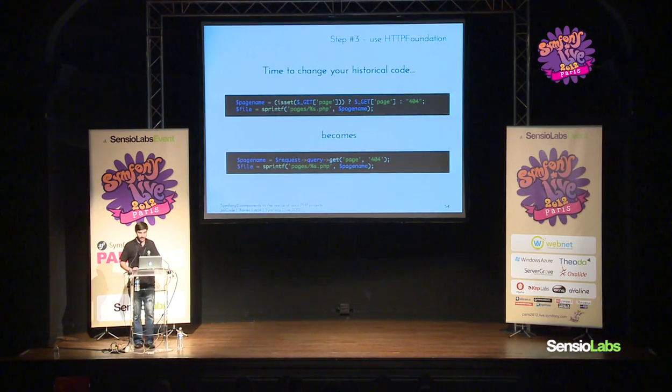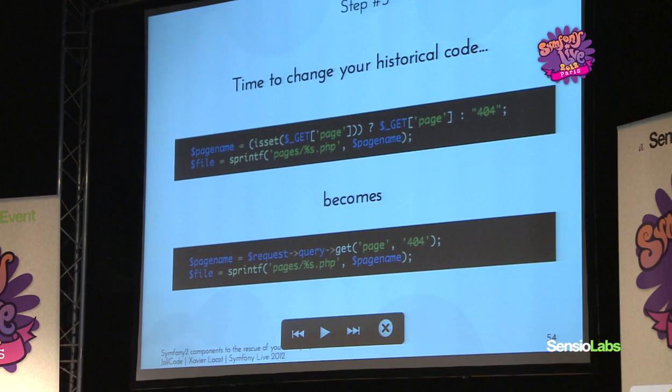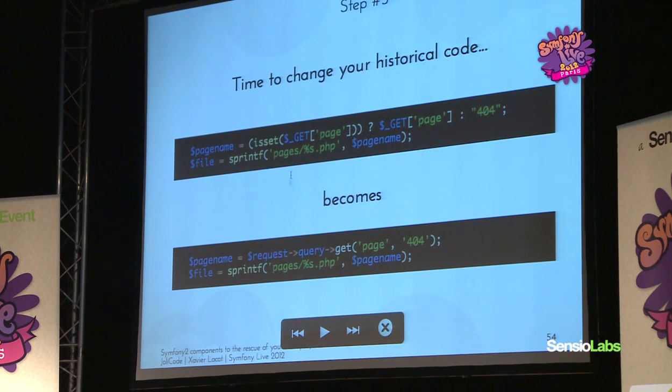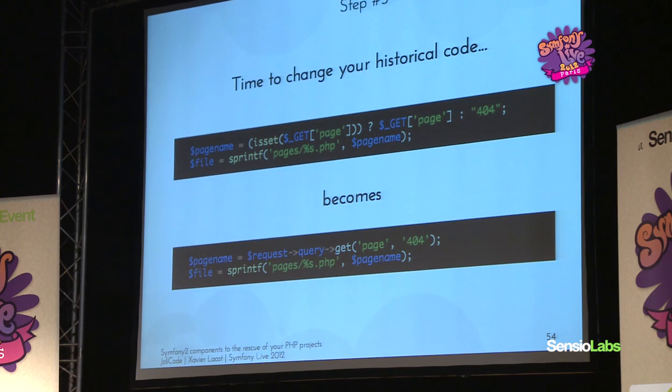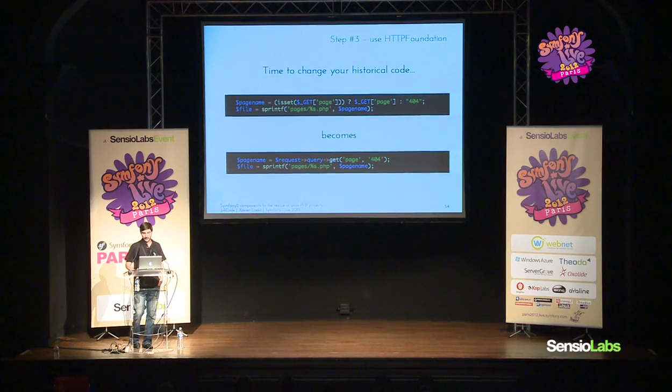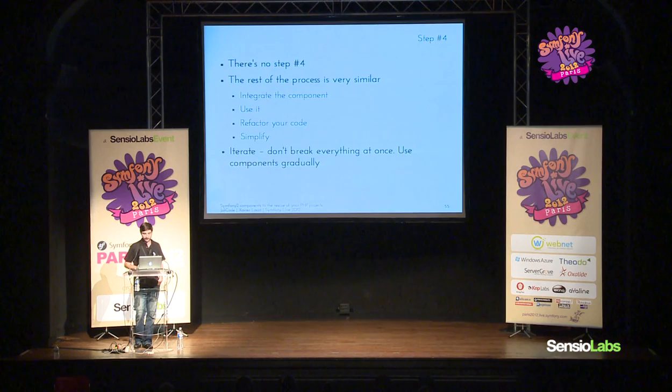So it's time to change our historical code. If you remember, we had some lines, so I dropped a few lines between, but we had these two lines: first I get the page name, and then I generate a file name from this page name. Well, we can change the first line, still not the second one, but we'll see later how. And when we change it, we will use a request object, which reads the superglobals and makes the data available to the developer.